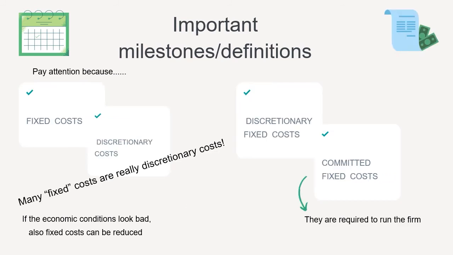Discretionary versus fixed costs. Many fixed costs are really discretionary costs. They are budgeted as fixed costs, but if, for example, the economic conditions look bad, these costs can be reduced. Examples: maintenance, advertising. Discretionary fixed costs should be distinguished from committed fixed costs, like rent on a factory building, which are required to run the firm.